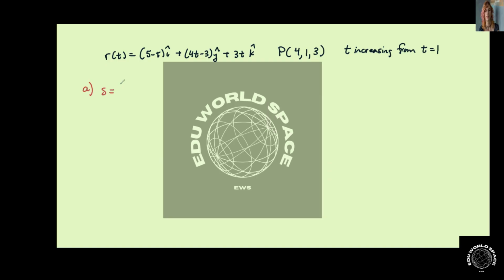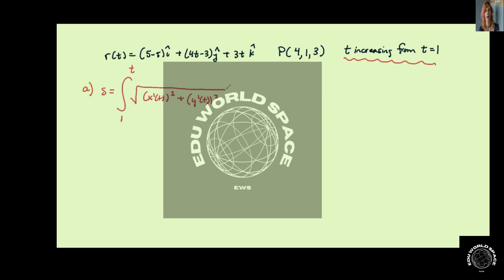We're going to use S for arc length. And we are going to integrate starting at 1 because we are increasing from t equals 1. So we're going to go 1 till t. So we have a generic equation for whatever t we end up with. And the arc length formula, we're looking at taking our derivatives of each of our components and squaring this, taking the square root of the sum of the squares. So this is just the general formula.